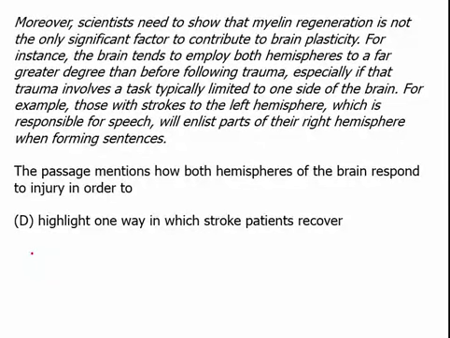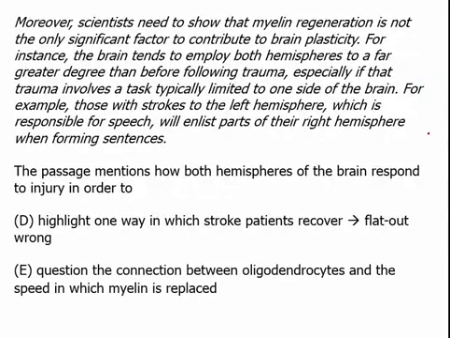Therefore, it is wrong. D, highlight one way in which stroke patients recover. Well, it's mentioning both hemispheres in the context of brain plasticity and how the two hemispheres may contribute to that plasticity. It really has nothing to do with stroke patients recovering. Of course, that comes later on here, but that's giving us an example of the hemispheres and of that plasticity in the hemispheres. E, question the connection between ODs and the speed in which myelin is replaced.